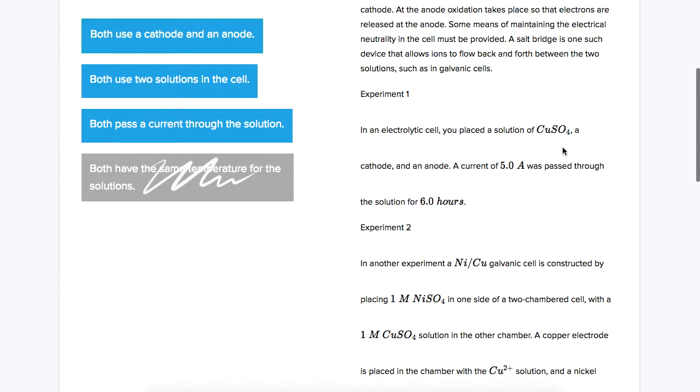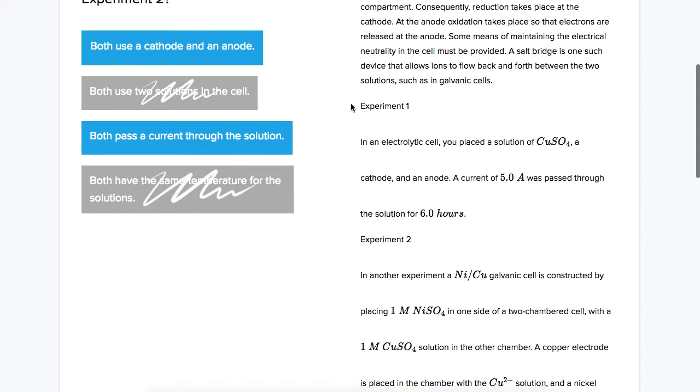It says you placed a solution. It doesn't give us two solutions. I'm just going to rule this out right now because I'm not going to waste time with that, because I know that those aren't going to be the right answers. So now we're down to these two.